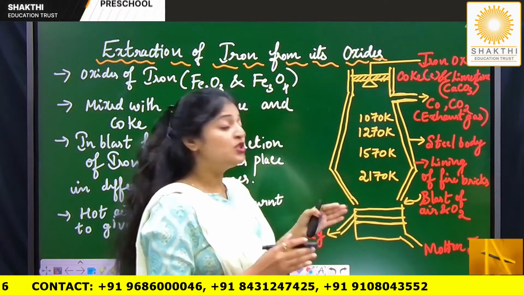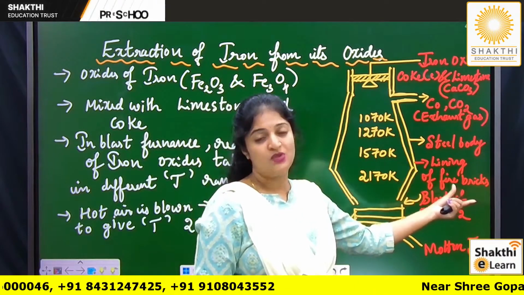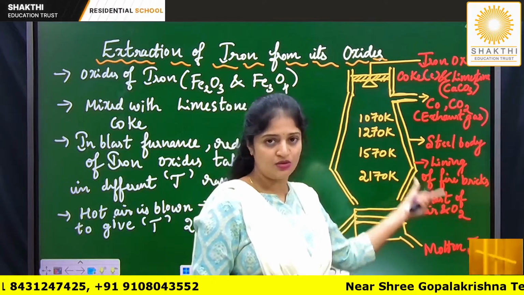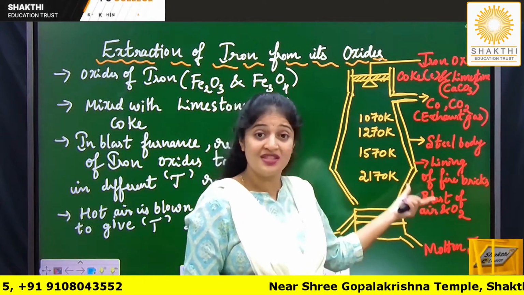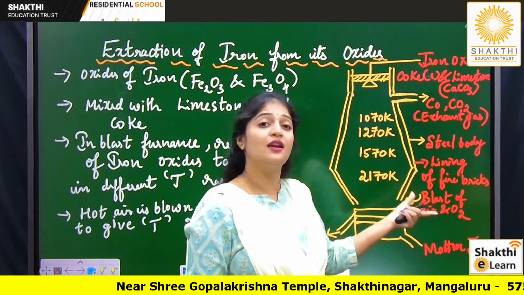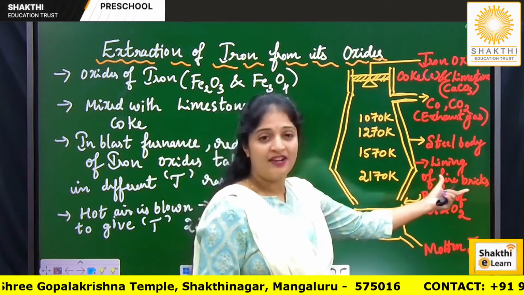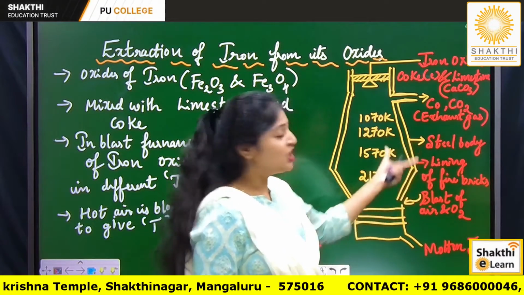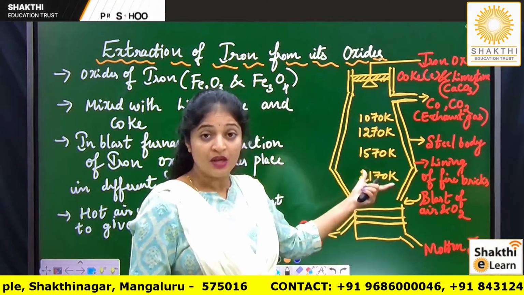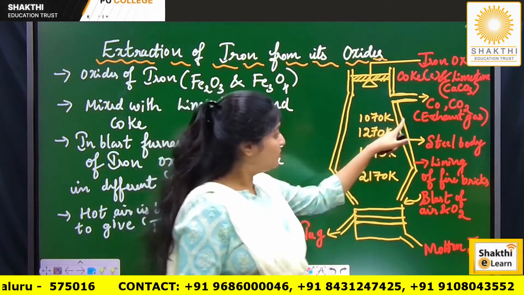It has to be protected by using a lining of fire bricks, which will act as a protective barrier for this reaction, because this reaction is taking place at different elevated temperatures. So we need to take care of this furnace also. By using fire bricks, the reaction will take place in an orderly manner. Then you can see some of the outlets here.